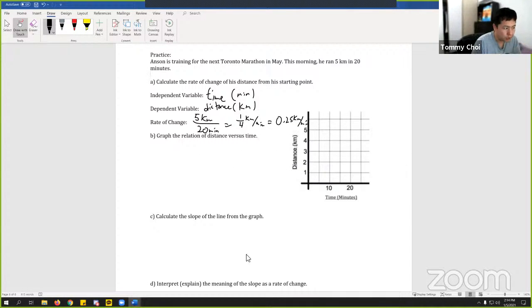Now, let's see if you can finish off the rest. Could you graph the relation of distance, calculate the slope, and interpret the meaning? So I'll give you 5 minutes to do so, and then we'll take it up.